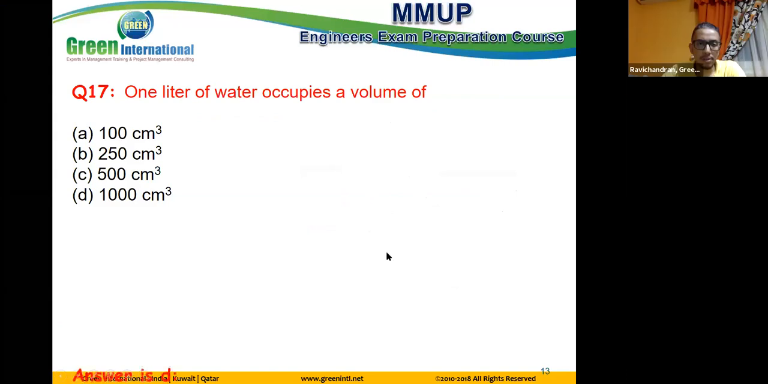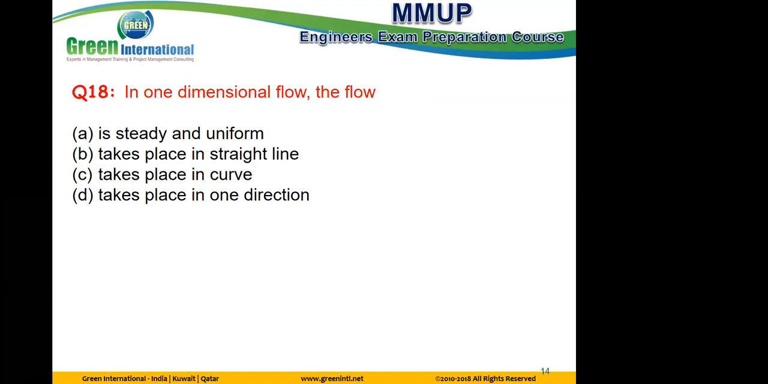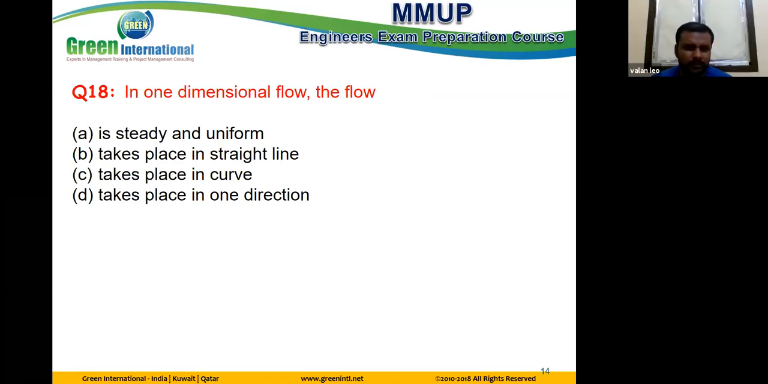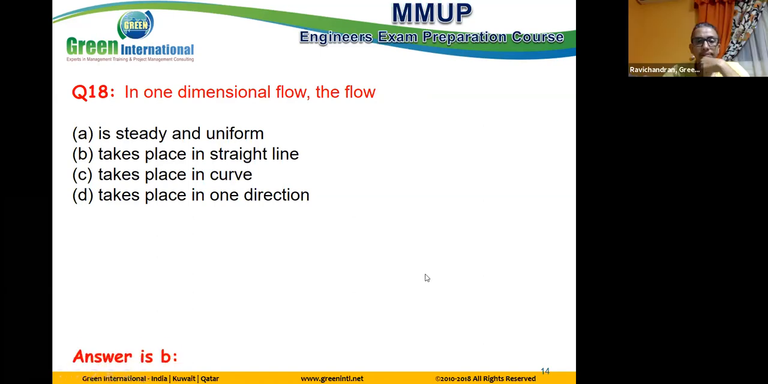One dimension flow: the flow is steady and uniform, takes place in a straight line, takes place in one direction.